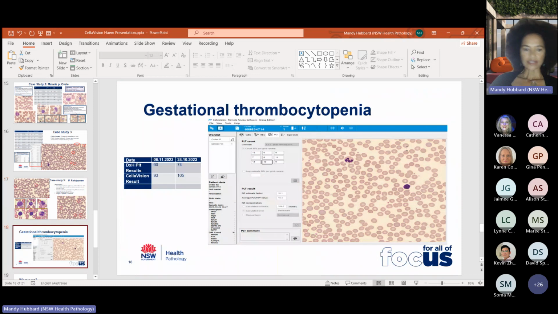The next and last case that I wanted to talk about was a patient that had gestational thrombocytopenia. I should have mentioned early on as well that with the platelets, if you are concerned about the platelet count, you can do a manual count using Cellavision. So this is what happened with this patient. The patient had presented with a platelet count of 74 with an induction of labor, but the anaesthetist was concerned about administering the epidural with the platelet count this low.